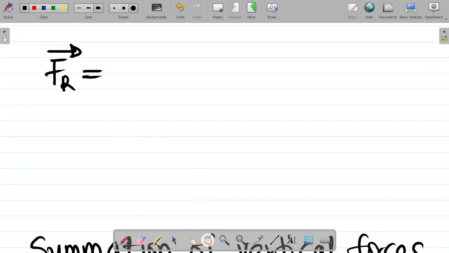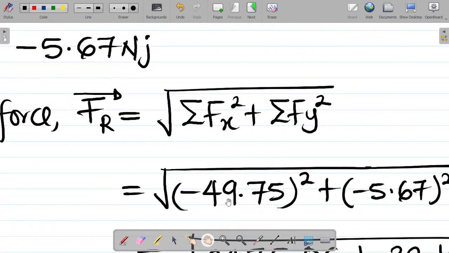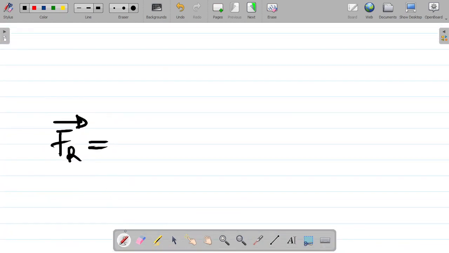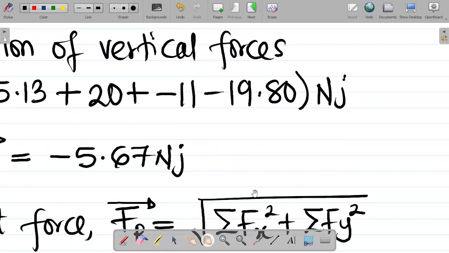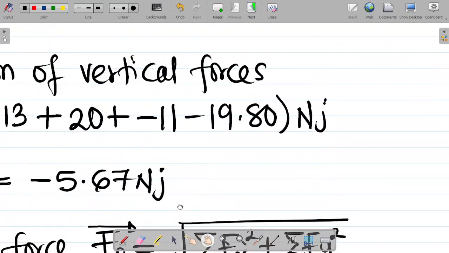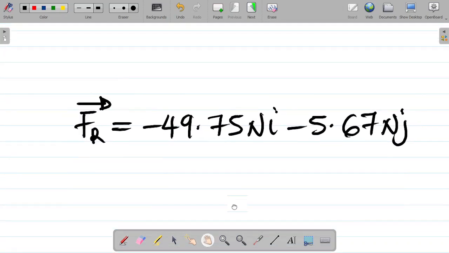All right, let's take sigma Fx. Observe that sigma Fx is equal to minus 49.75. So that's simply equal to minus 49.75 Newton i. Okay. For the j, let's see sigma Fy. The value is minus 5.67. So that would be minus 5.67 Newton j.